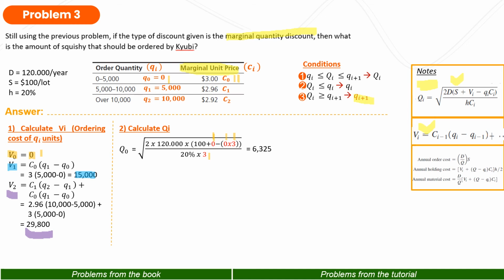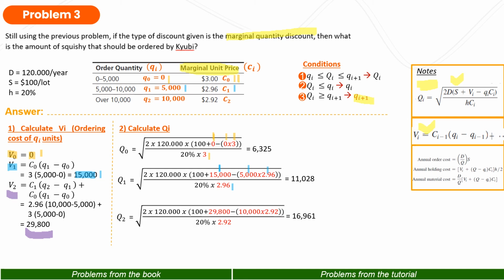6,325. And then for the Q1, also the same formula, the difference is in the V. So for the Q1 we use the V1, that is 15,000, and then minus the little q1, that is 5,000, times the cost of the C1, that is 2.96, and we got the Q1 is 11,028.